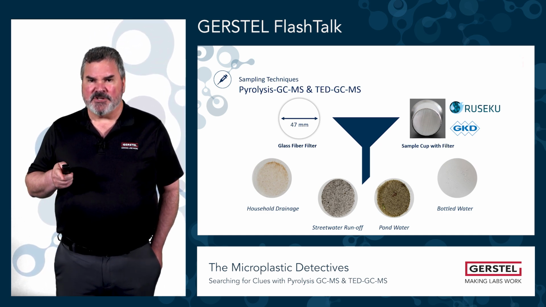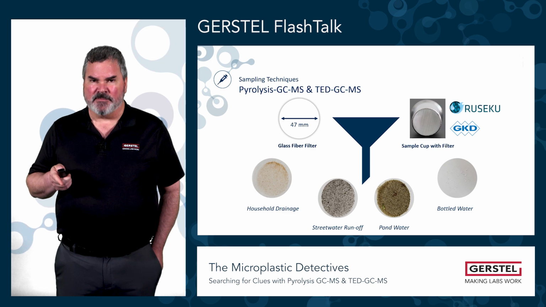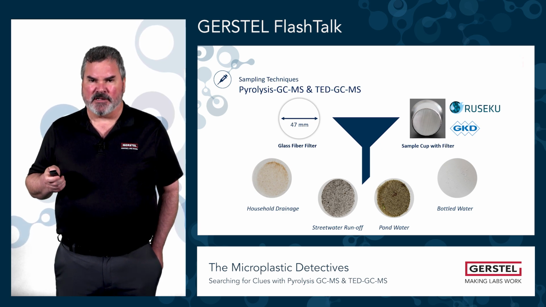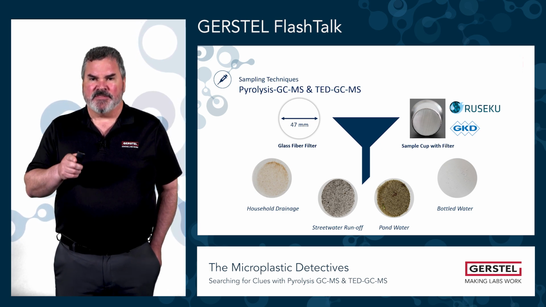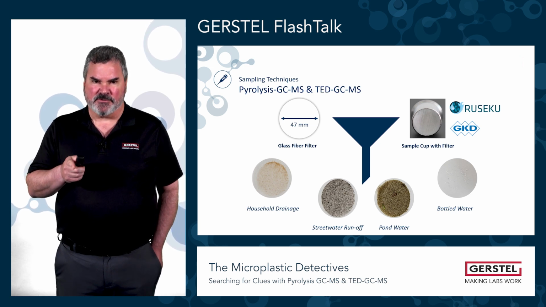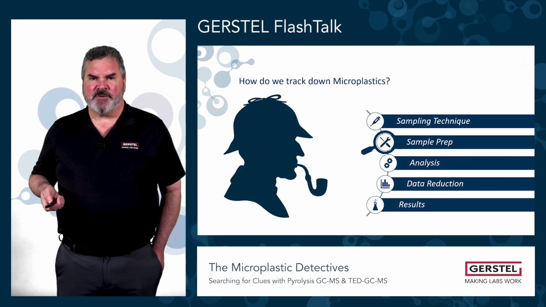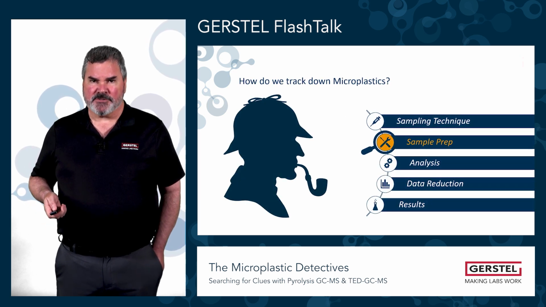If we're going to use TED-GC-MS, TED uses these steel cups. The steel cups normally have a solid bottom, but for microplastics and water analysis, we can get versions of this that instead have a stainless steel mesh that gets us particle sizes that are similar to what the glass filter would get. So once we have our sample on a filter, then what do we do next?